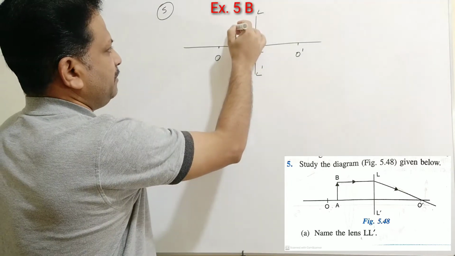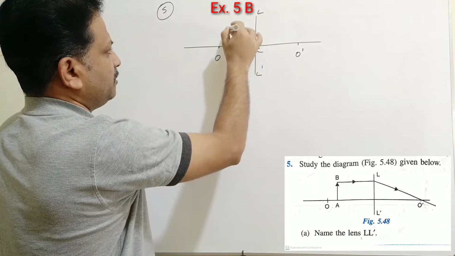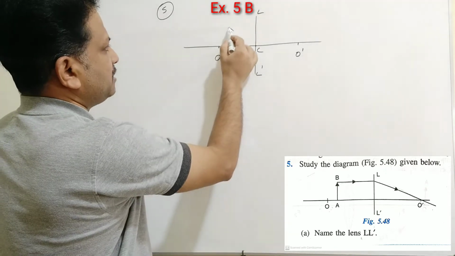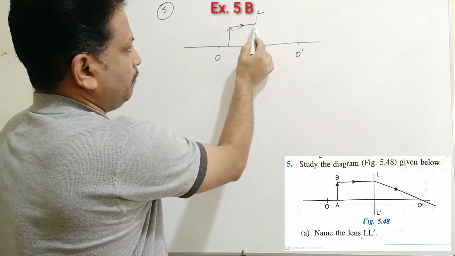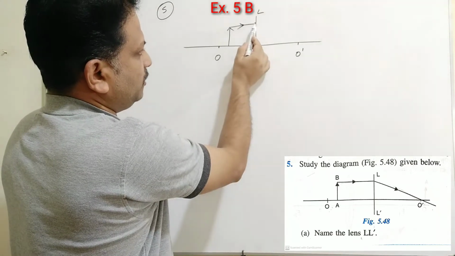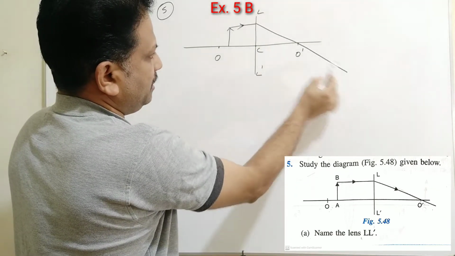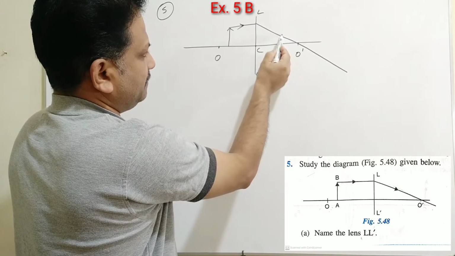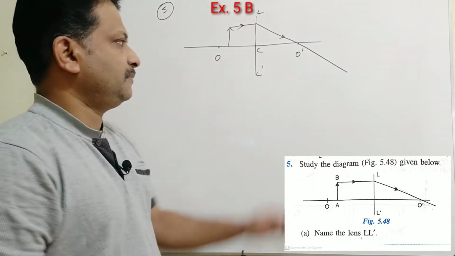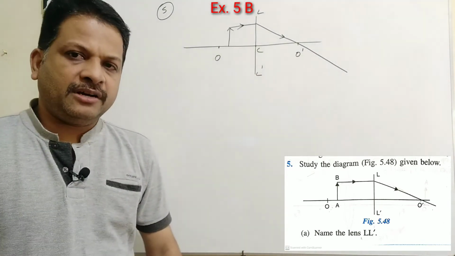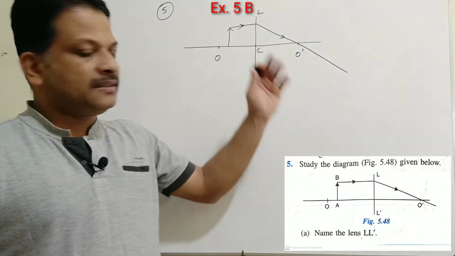Optical center as C, since O and O dash is already taken. An object is lying between C and O as per our question, and a ray of light traveling parallel to the principal axis. You can see after refraction, it converges and passes through, sorry, passes through the O dash. Clear? So O and O dash is not mentioned what it is. We have to find out. So this is the question.